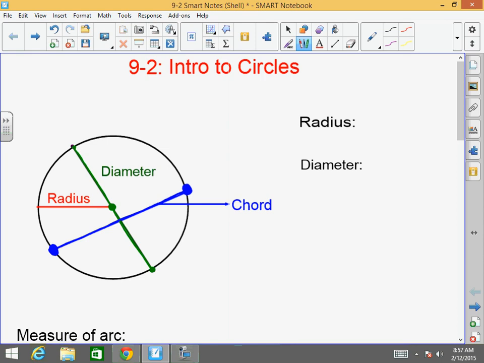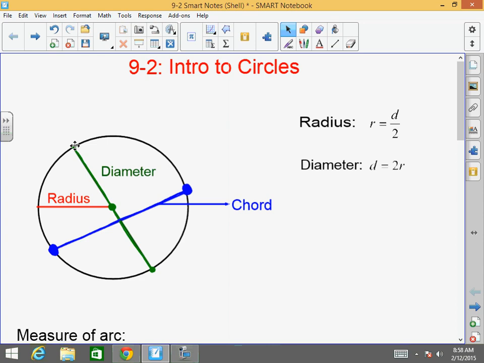Now, there's a formula for the diameter. Diameter is equal to 2 times the radius. And there's a formula for the radius: the radius is the diameter divided by 2. You need to know that because we're going to work with area and circumference.